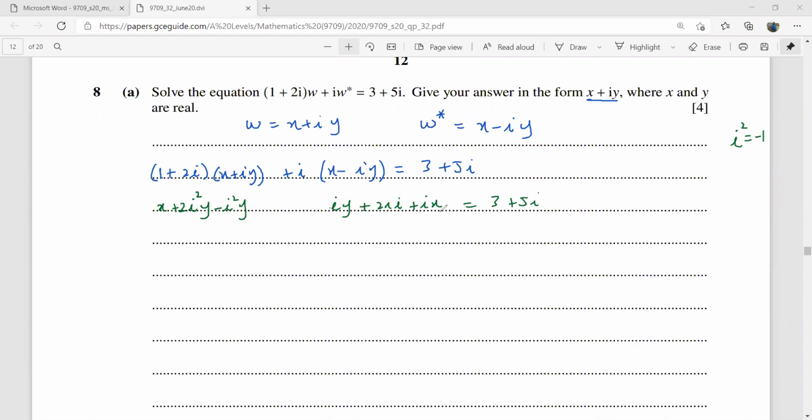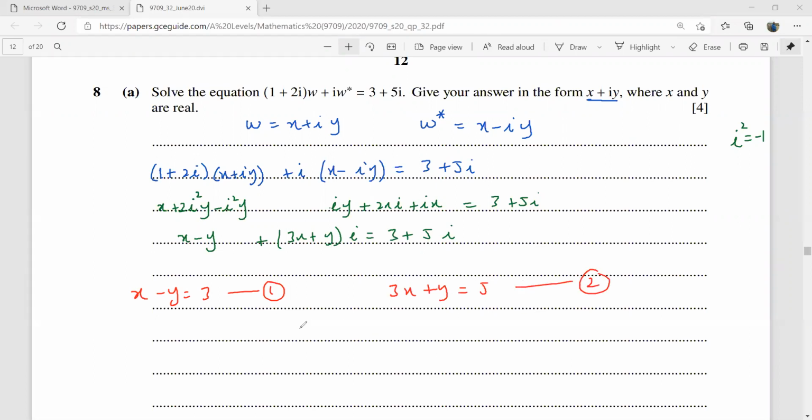So now we have minus 2y and then plus y, so we have x minus y. And then we have (3x plus y) iota, that is equal to 3 plus 5 iota. So from here we have two equations. One is the real part equal to the real part, that is your equation number 1. And then the imaginary part equal to the imaginary part, that is your second equation.